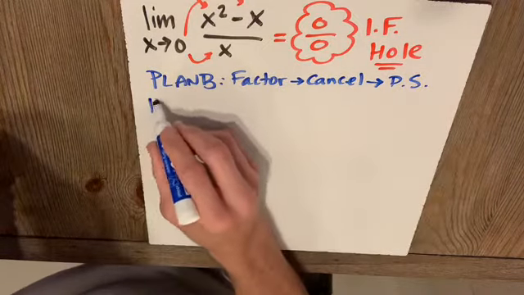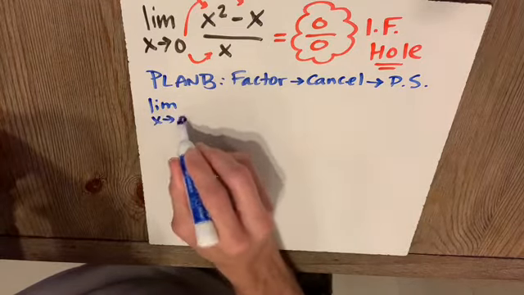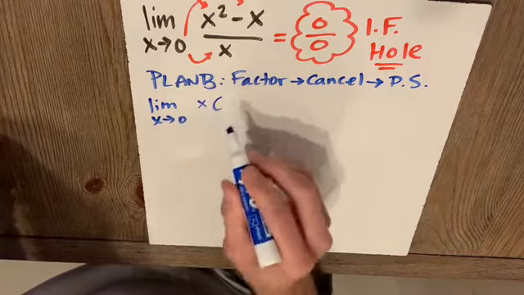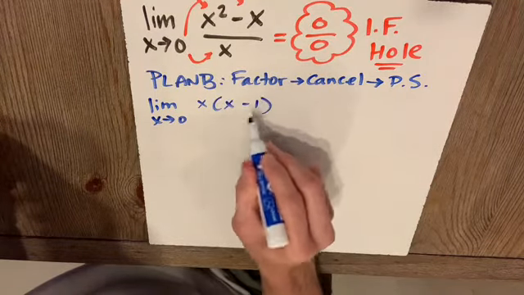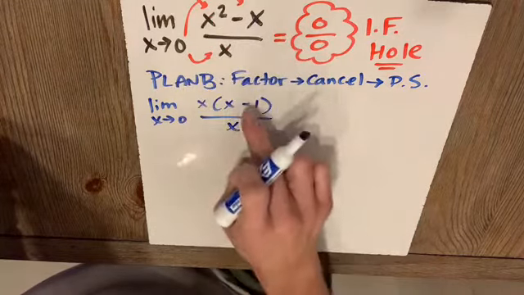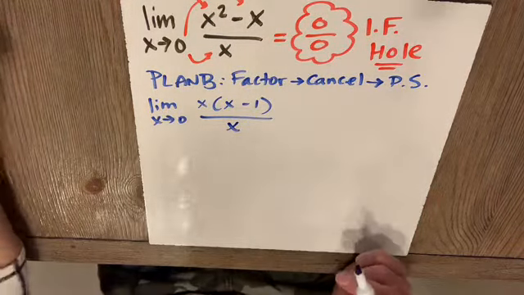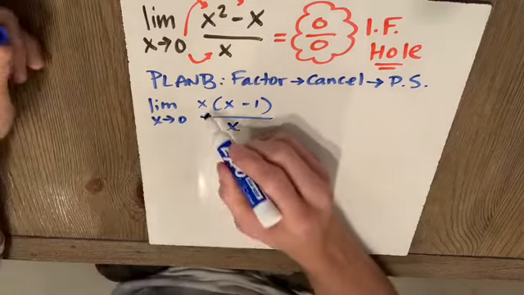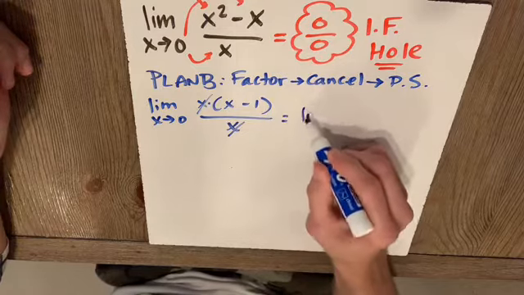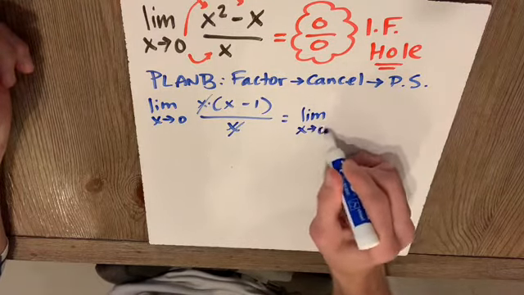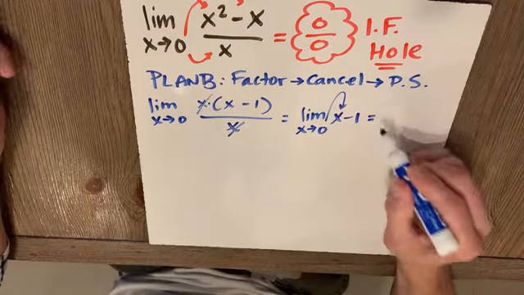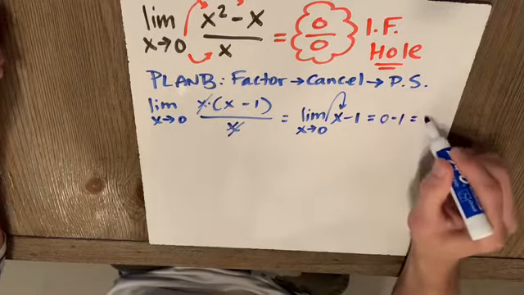Let's see, limit as x approaches 0 of what's common to x squared and minus x, that's going to be x. I'm left with x minus 1 over x. Let's see, x times x is x squared, x times minus 1 is negative x. I always check before I move on. Because I have multiplication here, I can cancel, and I'm left with the limit as x approaches 0 of x minus 1. I call this the surviving function. Now I can use direct substitution and get negative 1.